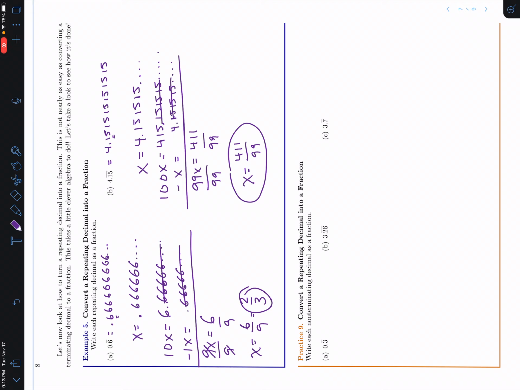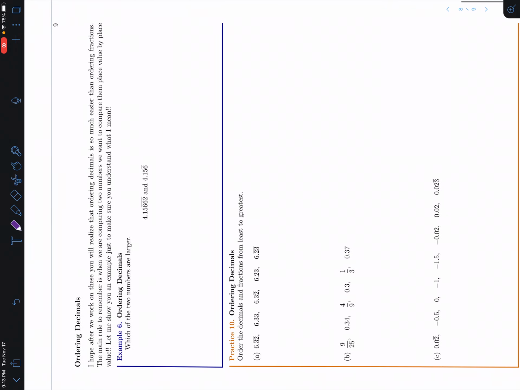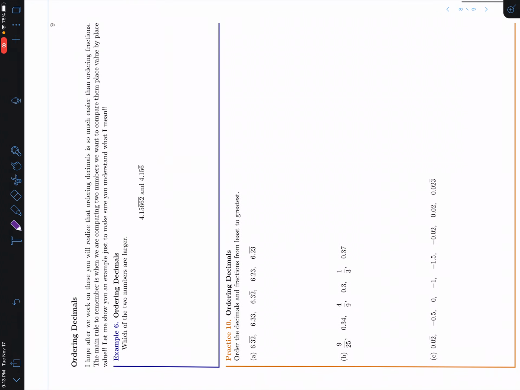So here's a couple for you to try. I put a couple different varieties in there for you to work on. If you get stuck or anything like that, just let me know. Otherwise, work on practice 9. And then when you're done, come on back and we'll look at some ordering decimals and finally be done for the class. So a bunch of stuff today.